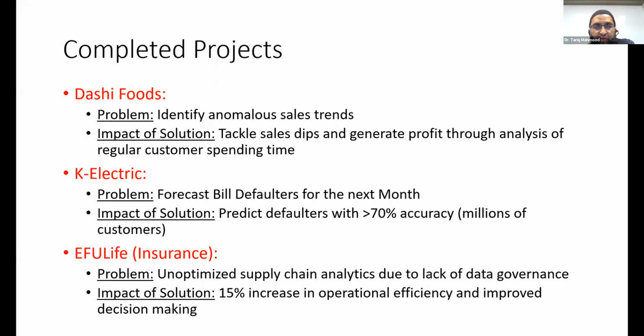And the third thing we did was we have this insurance company here, and they were looking to develop a data governance solution because their analytics was all messed up. So we were able to design a data governance solution for them, which led them to have almost 50% increase in operational efficiency, and also obviously improved decision making. So this 15% is not very accurate, but that's what comes from the manager side.